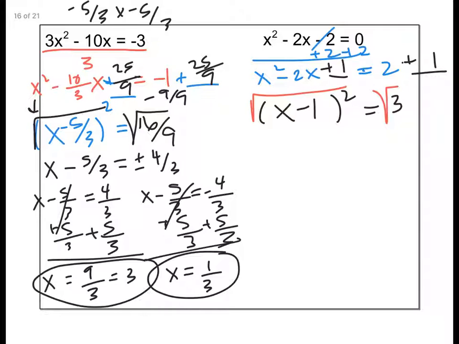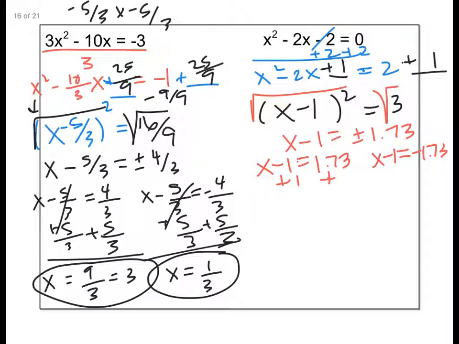So square root that. x minus 1 is equal to, and here the square root of 3 is not a perfect square, but I'm going to use a calculator, which gives me positive or negative 1.73. And then I'll just solve both of those. So x minus 1 equals 1.73. x minus 1 equals negative 1.73.